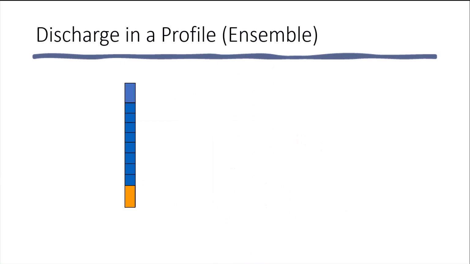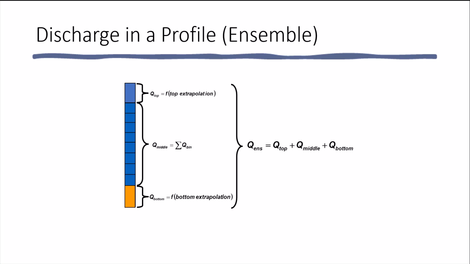We have now learned how to compute the discharge in a single bin. To obtain the measured discharge in a single profile or ensemble, we simply sum the discharges in the individual bins. To compute the discharge for the entire profile or ensemble, we must include the unmeasured area at the bottom, which is a function of the bottom extrapolation method chosen by the user. We must also include the unmeasured area at the top, which is a function of the top extrapolation method chosen by the user. Then the discharge in the whole profile is simply the sum of the top, measured, and bottom discharges.